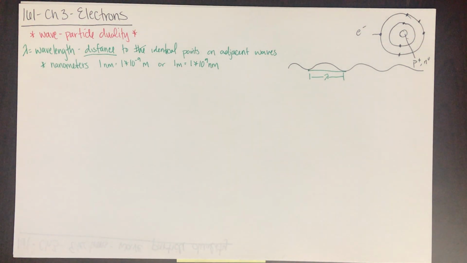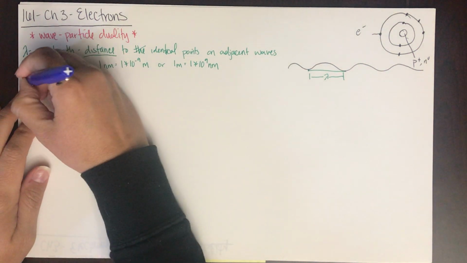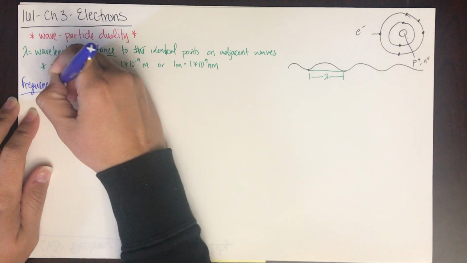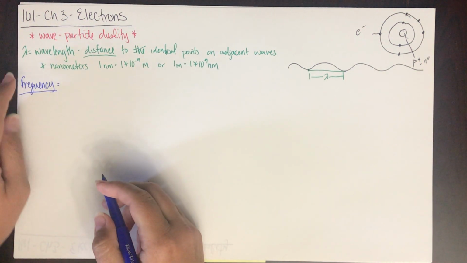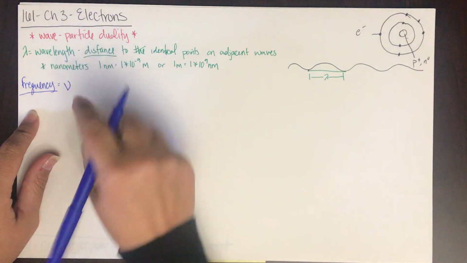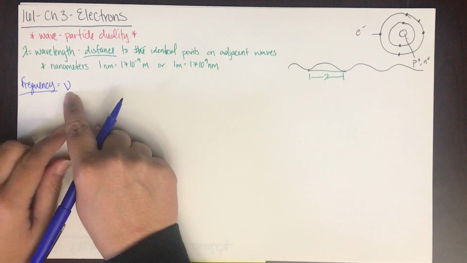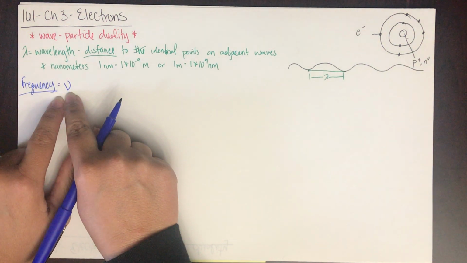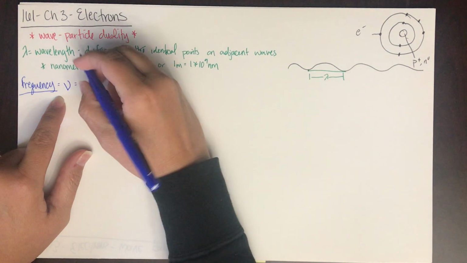Okay, so the next important property of waves that we need to talk about is frequency. The symbol is kind of like this tilted V here. And frequency is kind of like a rate. It's the number of wavelengths that pass a fixed point in 1 unit of time, usually seconds.